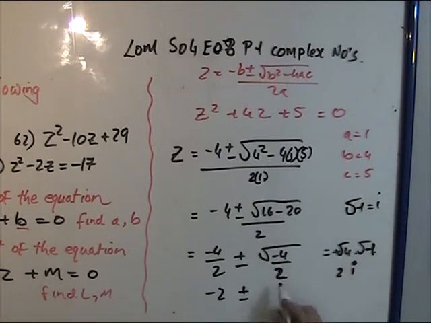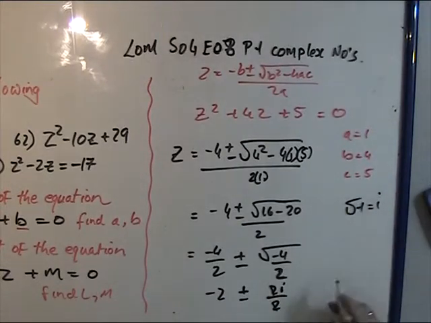So you've got 2i here, so you've got 2i over 2, okay, so it's i. So it's minus 2 plus or minus i. Right, let's write this back up again. So the answer is equal to minus 2 plus or minus i. So these now are the roots of this equation.